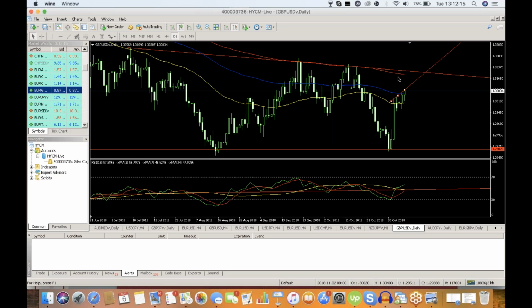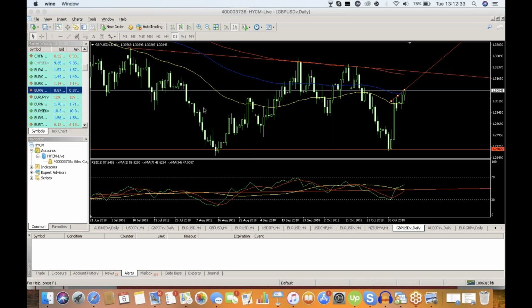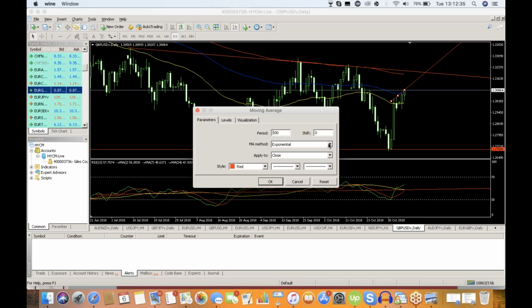Okay, so it's the moving average that is the most responsive to price. And let me show you a comparison between the 200 exponential moving average and the 200 simple moving average. So let's go now. We'll go indicators, trend, moving average. And what we're going to apply now is the 200 SMA. Okay, this is the 200 SMA.